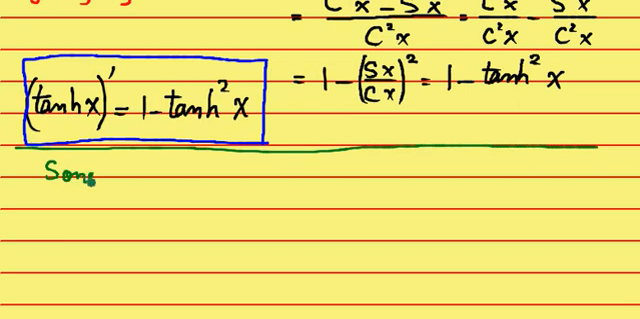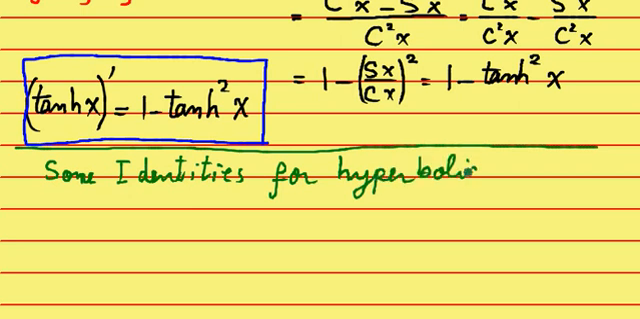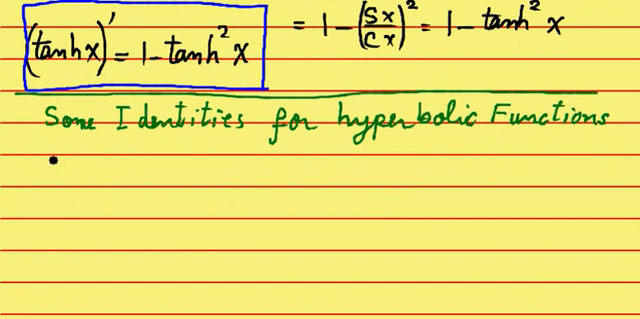Some identities for hyperbolic functions. Well, what's the most famous trig formula you remember? Probably you remember that cosine square of an angle plus sine square of an angle is equal to 1. That's really the Pythagorean identity. How about the similar identity here?